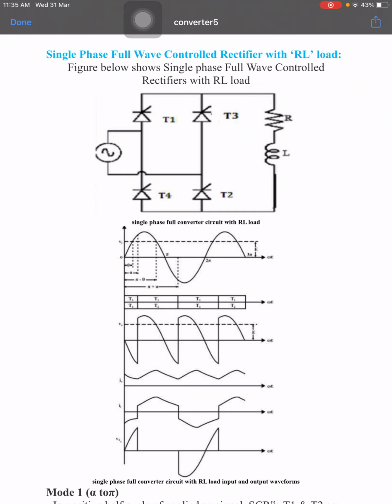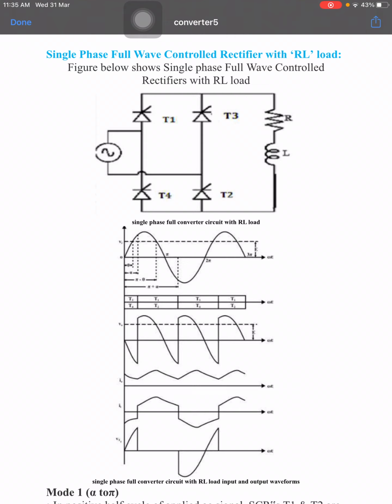The inductive load will try to oppose any change in current in order to maintain the load current constant. Now I want to maintain the load current constant, so what do I have to do? By using the inductor, which opposes the change in current, we can keep the current constant in the same direction. Then what happens? Similarly, the cyclic process will start.